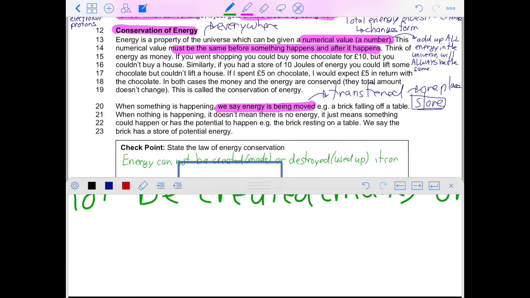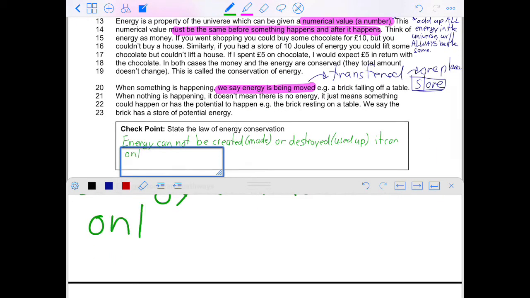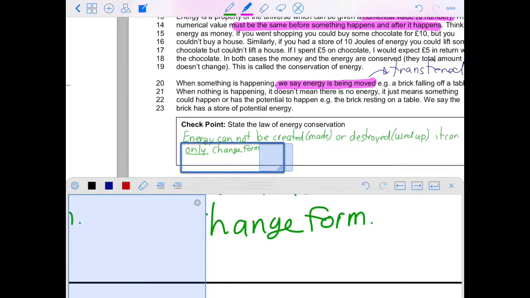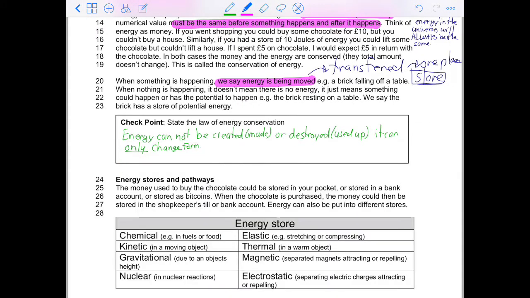It can only change form. So that is the official definition. The law of conservation of energy is that energy cannot be created or destroyed. It can only change form.